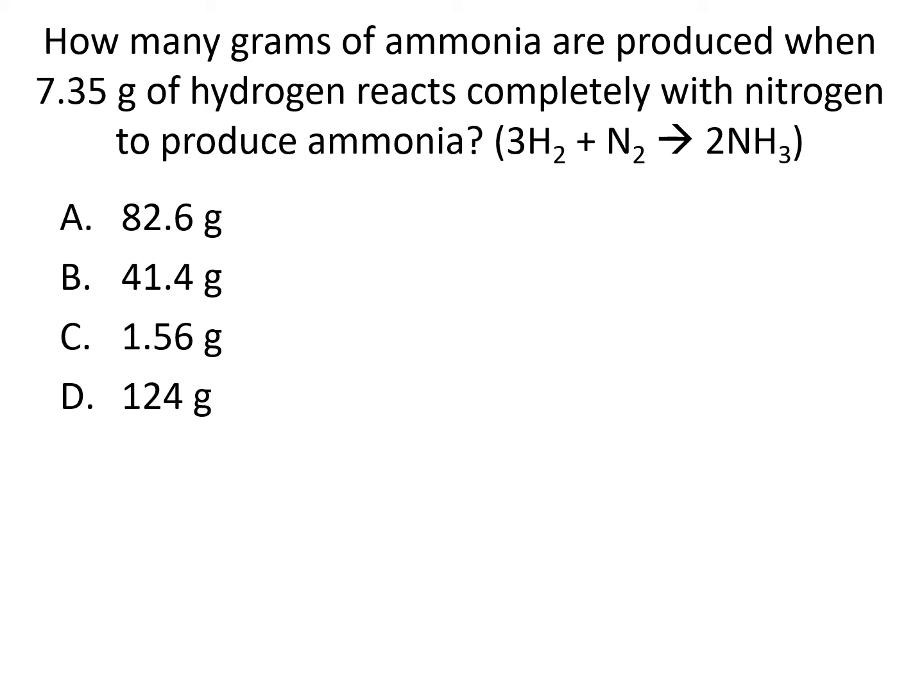How many grams of ammonia are produced when 7.35 grams of hydrogen reacts completely with nitrogen to produce ammonia? 3H2 plus N2 makes 2NH3. Is the answer A, 82.6 grams, B, 41.4 grams, C, 1.56 grams, or D, 124 grams?